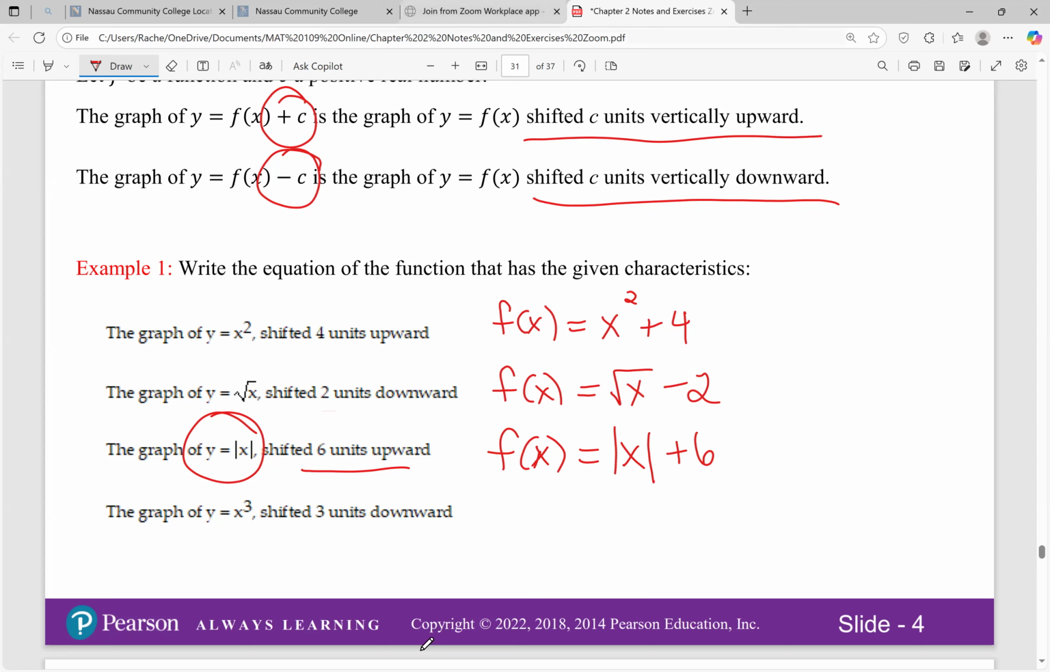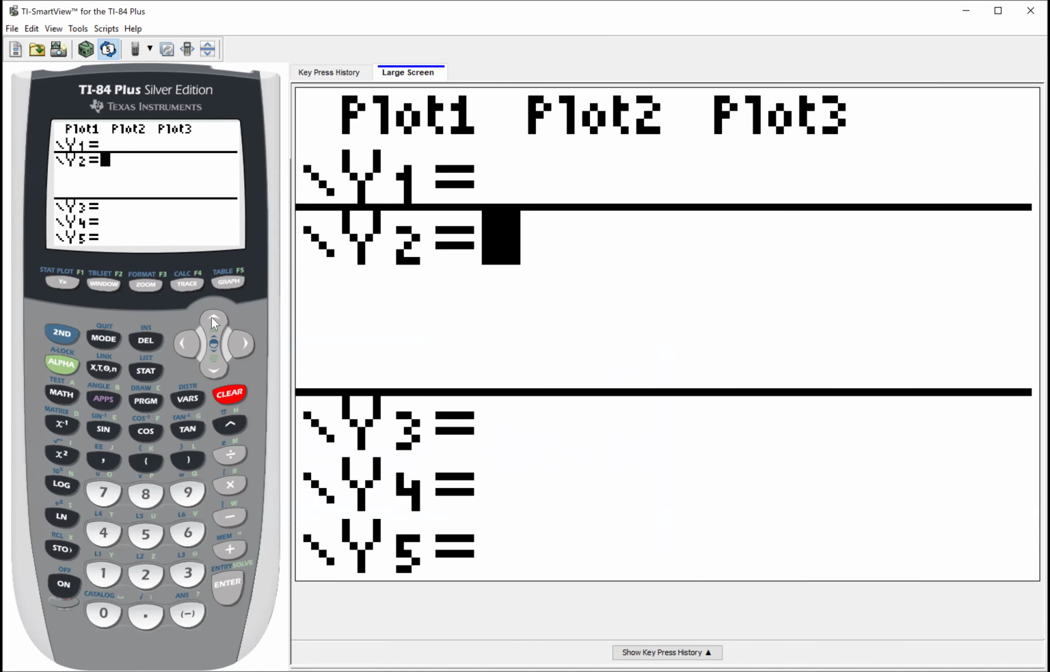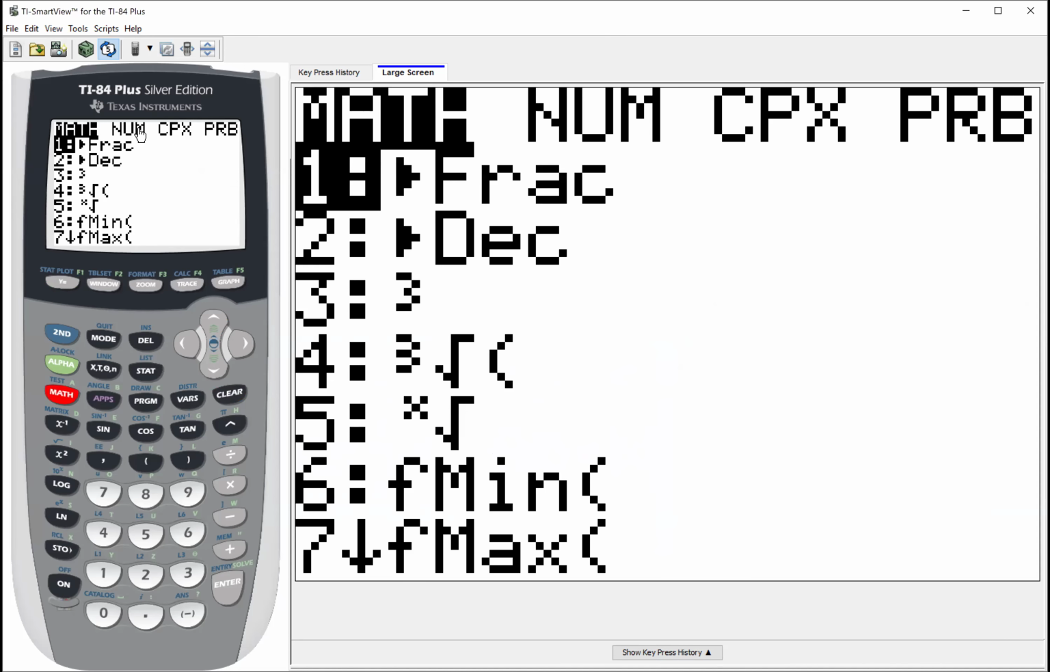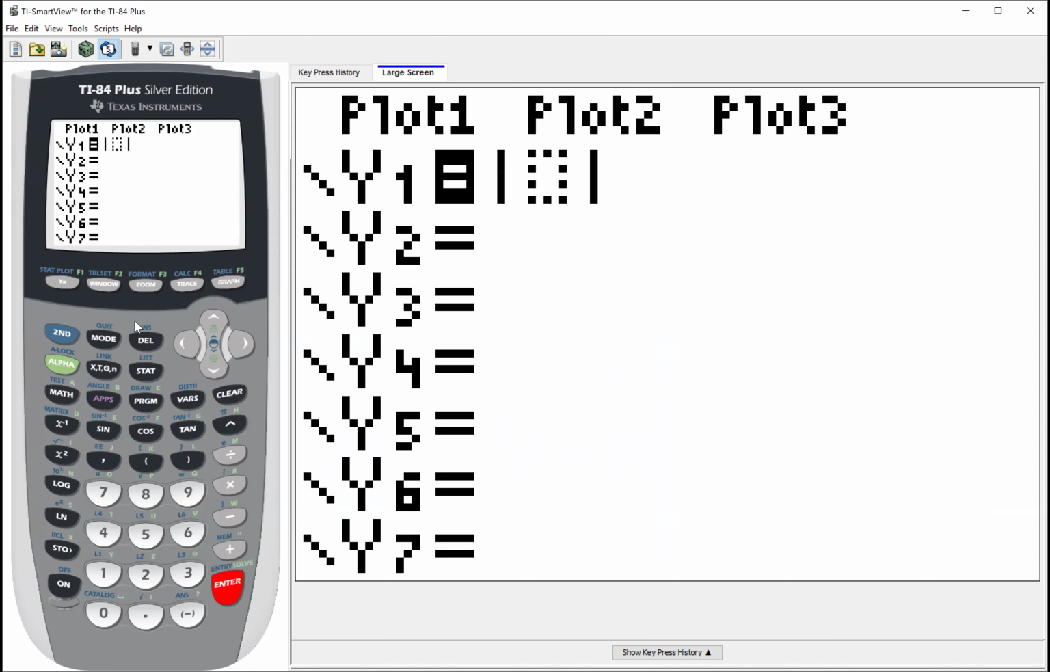So let me show you guys how to find the absolute value in the calculator. We need to pull up the absolute value, so we're going to press math. It's in the math menu under number. So arrow to the right over to number, and you'll see ABS for absolute value. It's the first choice, so hit enter. And you see how it pulls up the absolute value symbol for us. And now we can type in x.